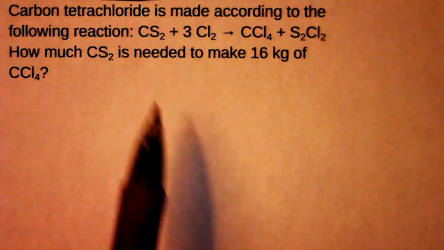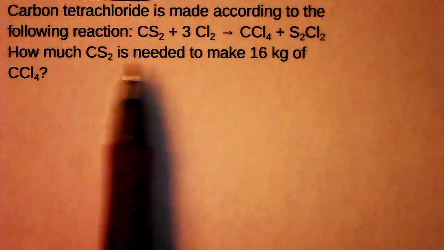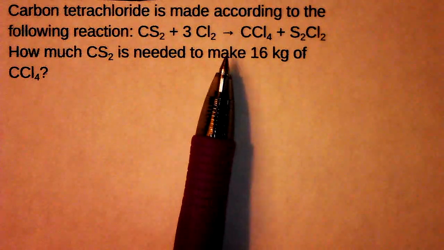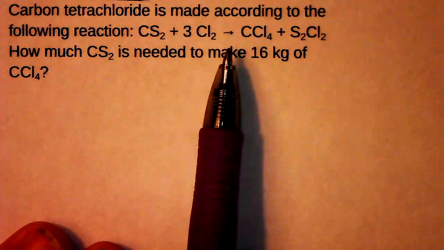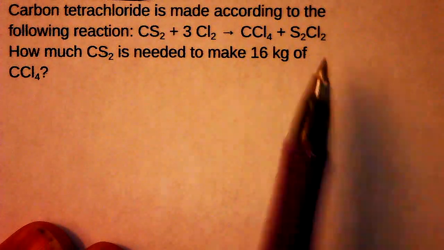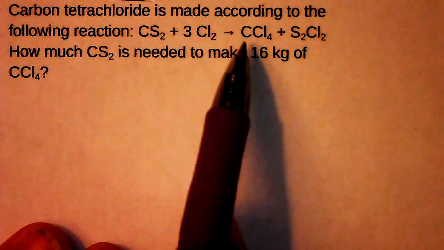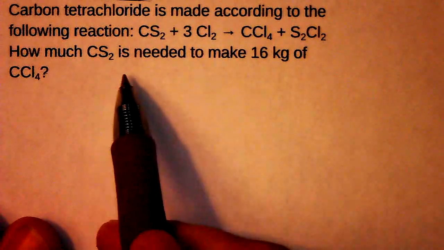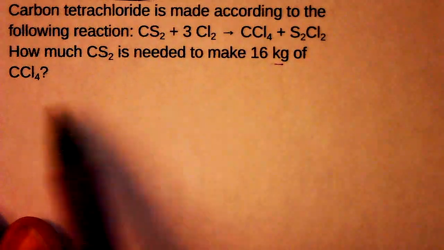We've got carbon tetrachloride is made according to the following reaction. We've got CS2, 1 mole of it, plus 3 moles of chlorine, the diatomic compound, yields CCl4 plus 1 mole of S2Cl2. Remember, each of these that don't have a number as a coefficient, 1 is what's in front of it. So what they want to know is how much CS2 is needed to make 16 kilograms, let's make note of that, it's not grams, of CCl4.